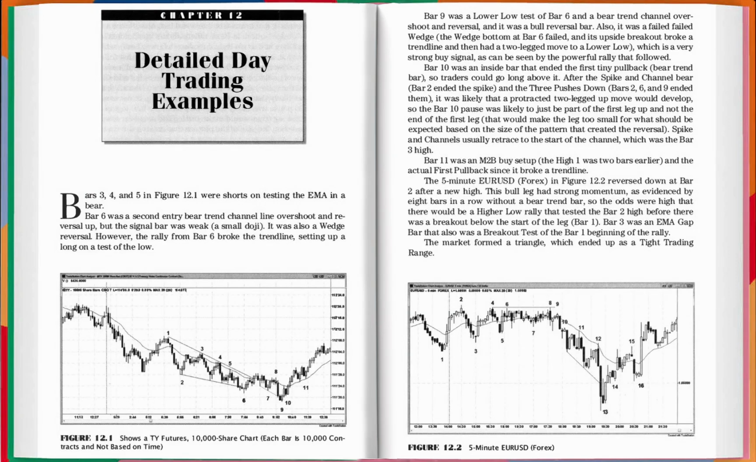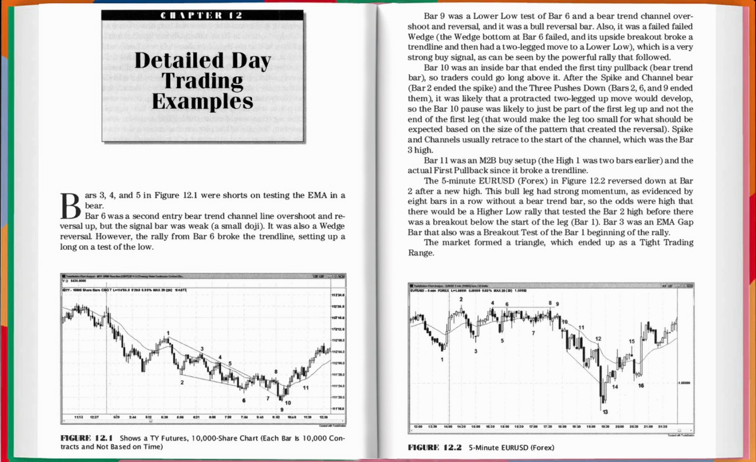Chapter 12. Detailed day trading examples. Bars 3, 4, and 5 in figure 12.1 were shorts on testing the EMA in a bear. Bar 6 was a second entry bear trend channel line overshoot and reversal up, but the signal bar was weak, a small doji. It was also a wedge reversal. However, the rally from bar 6 broke the trend line, setting up a long on a test of the low.